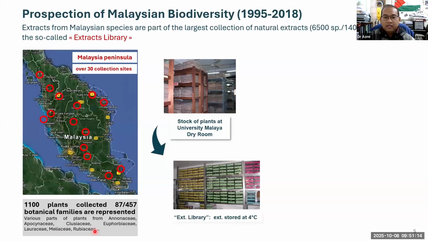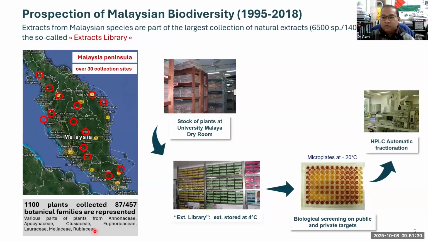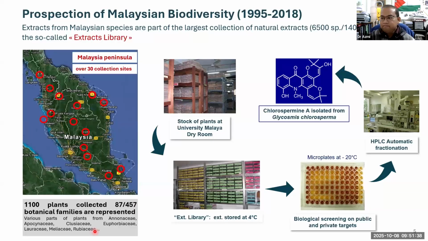So we store the plant in UC Malaya dry rooms, okay, and after that we prepare some extract library and we send our extract to Institut de Chimie des Substances Naturelles in Gif-sur-Yvette in France, for the high throughput screenings. And after that, we do selections. They have automation HPLC to do that. And after that, we find the compound. This is the common cycle for natural product chemistry. This has been collaborated with the French institutes, and we hope we can share the outcome together.